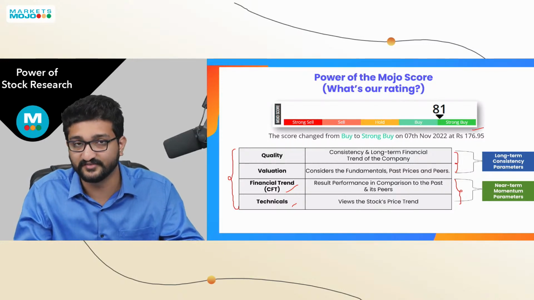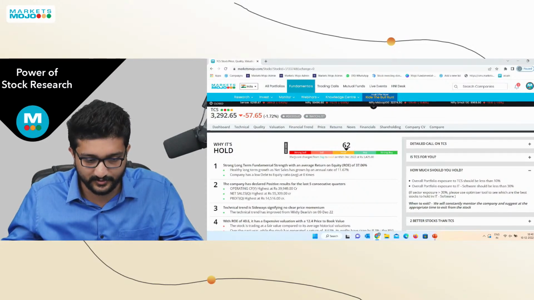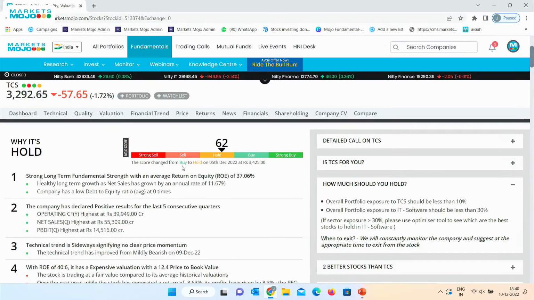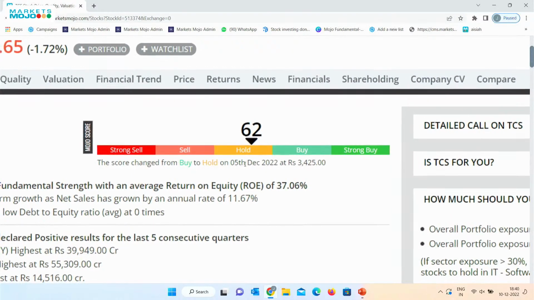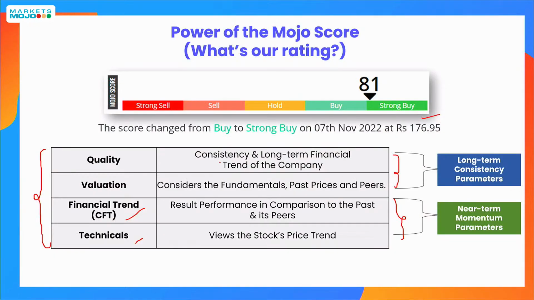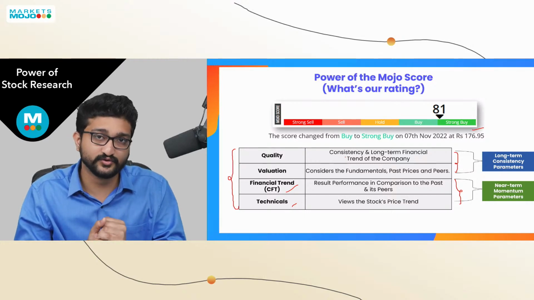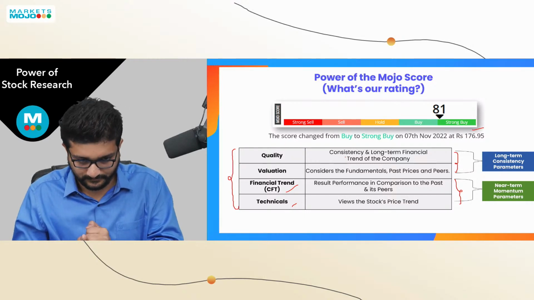I've received a lot of questions recently. People could not find it. If you simply go on the stocks page just here below, you can see the score changed from buy to hold on 5th December at so-and-so price. So this is available on the stocks page. This is a relatively new statement we've kept over here. And this is because you all have come back and given us this particular request that help us understand how the stock score has changed over a period of time.